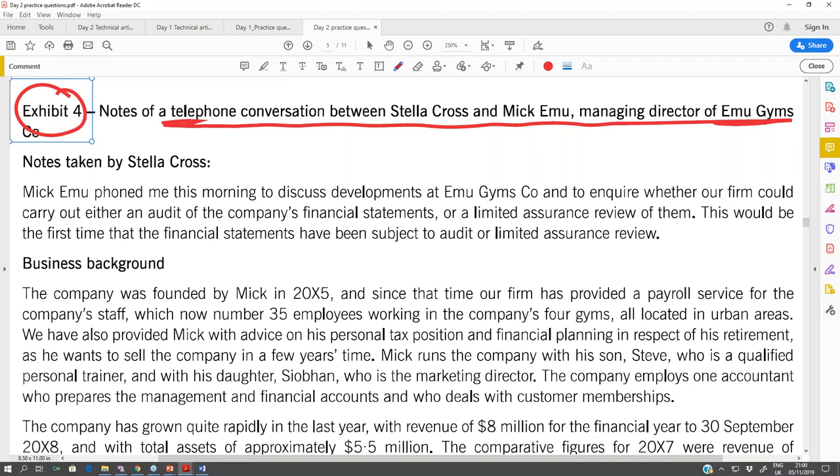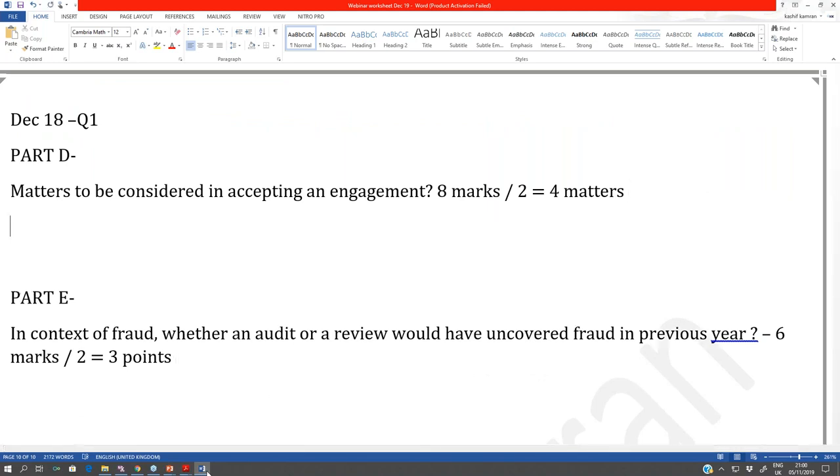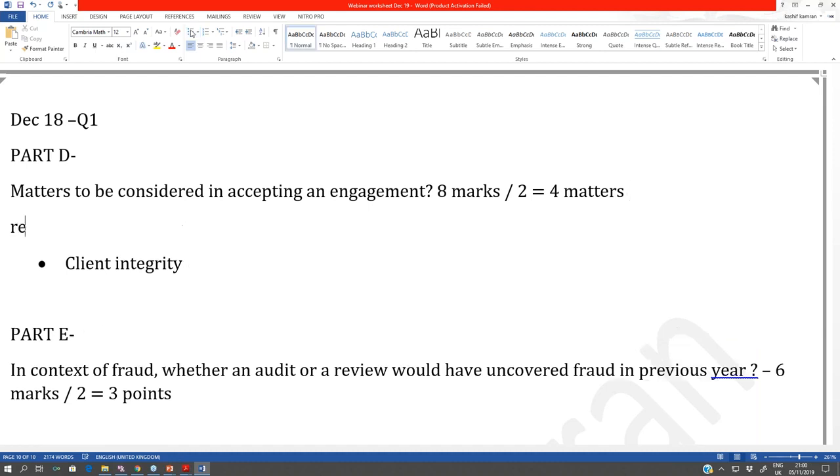And you can connect this with your knowledge. So first take the knowledge and then work upon acceptance. Just to give you a quick go through, because time is of the essence, when you are accepting an engagement you need to consider client integrity as the first matter. Please do read the article. Let's write it here: read the article, then apply it to Emu Gym.